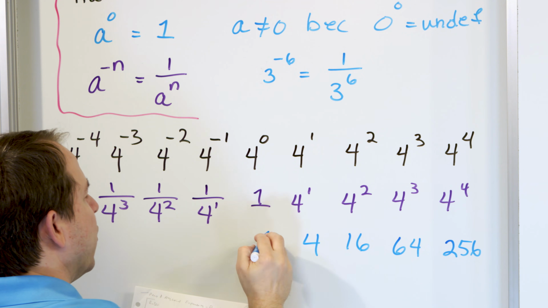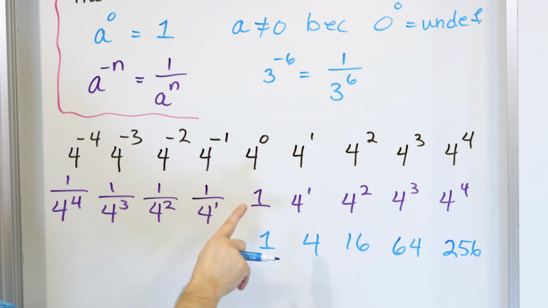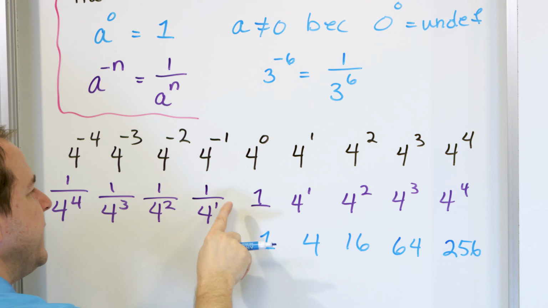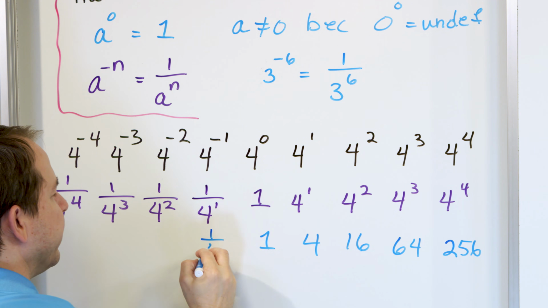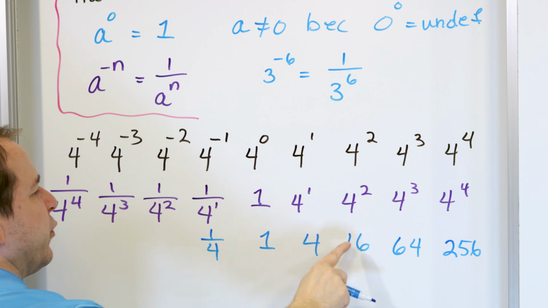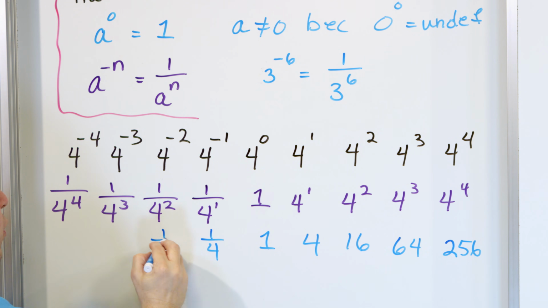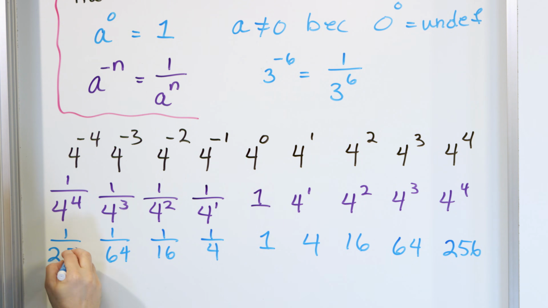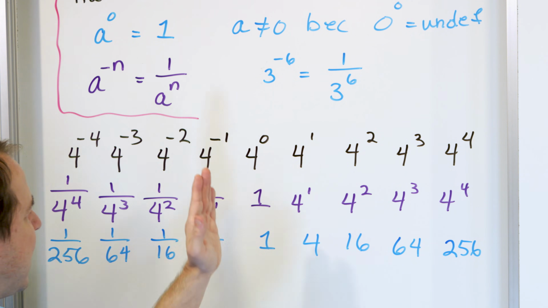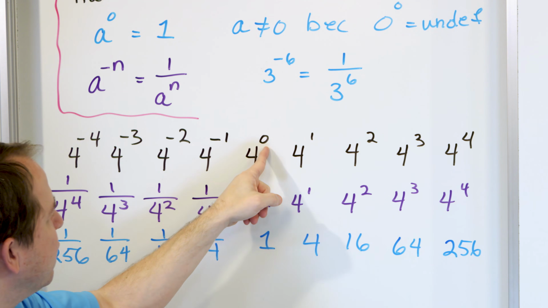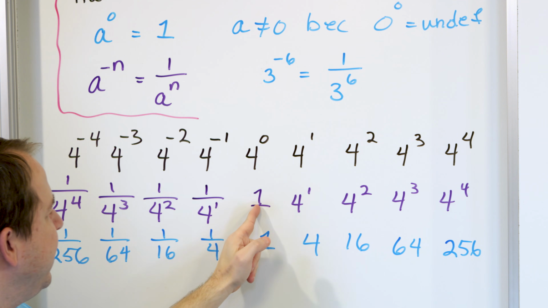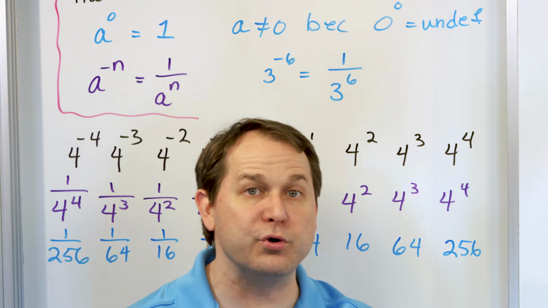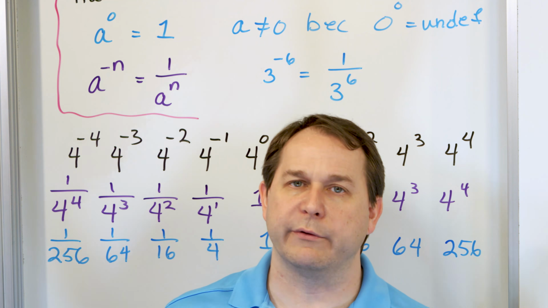Then we have this number 1, which lives in the middle. Now, if 4 to the first is 4, then 1 over 4 to the first is 1/4. And if 4 squared is 16, then 1 over 4 squared is 1 over 16. And by similarity, this is 1 over 64, and this is 1 over 256. Why am I writing all this stuff out for you? It's because I want you to see that in the middle here we have the 0 power, which means that it evaluates to 1. I haven't proved it to you yet, but anything to the 0 is 1.